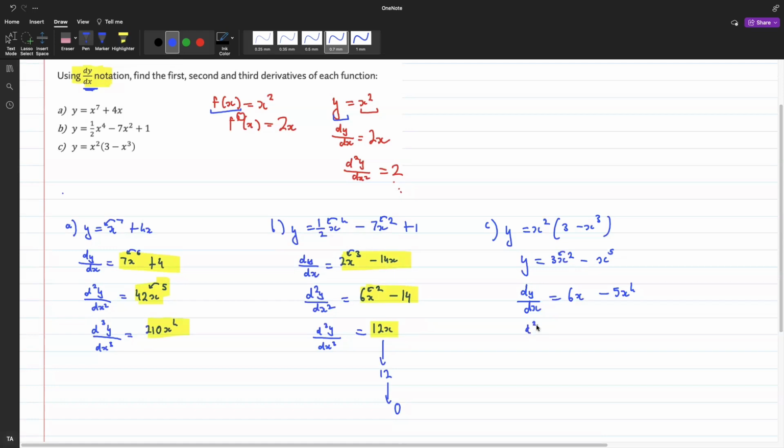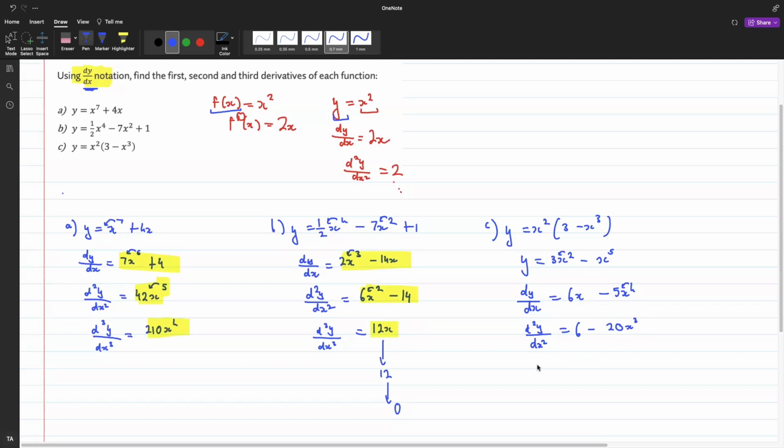Then we've got d squared y over dx squared for our second derivative. So 6x just becomes 6. Then to derive this, 5 times 4 becomes 20, and our power reduces by 1. So that becomes 20x to the power of 3.